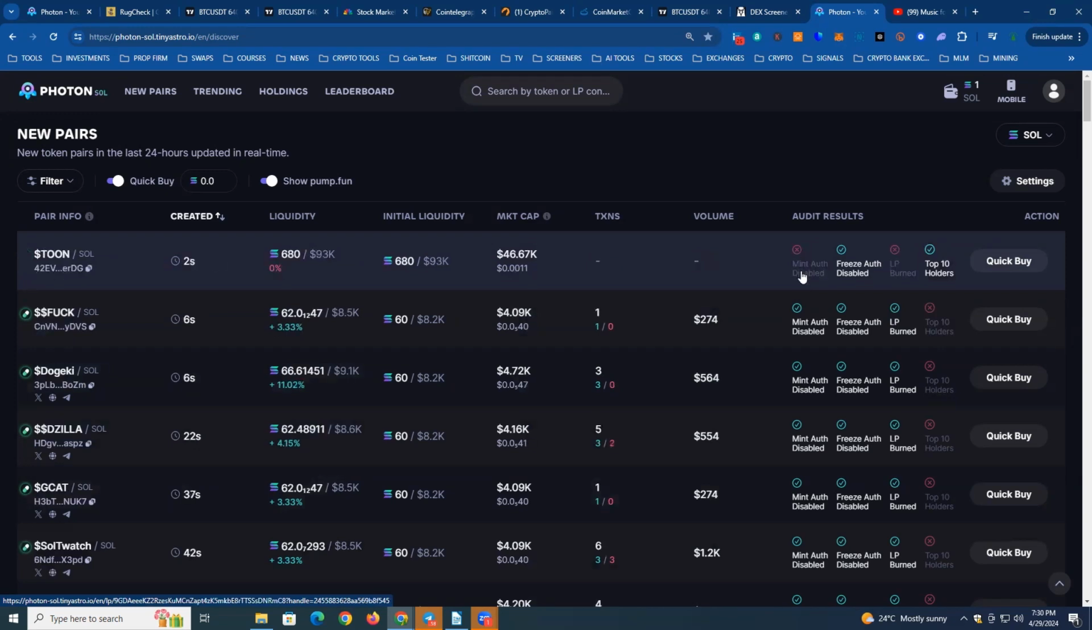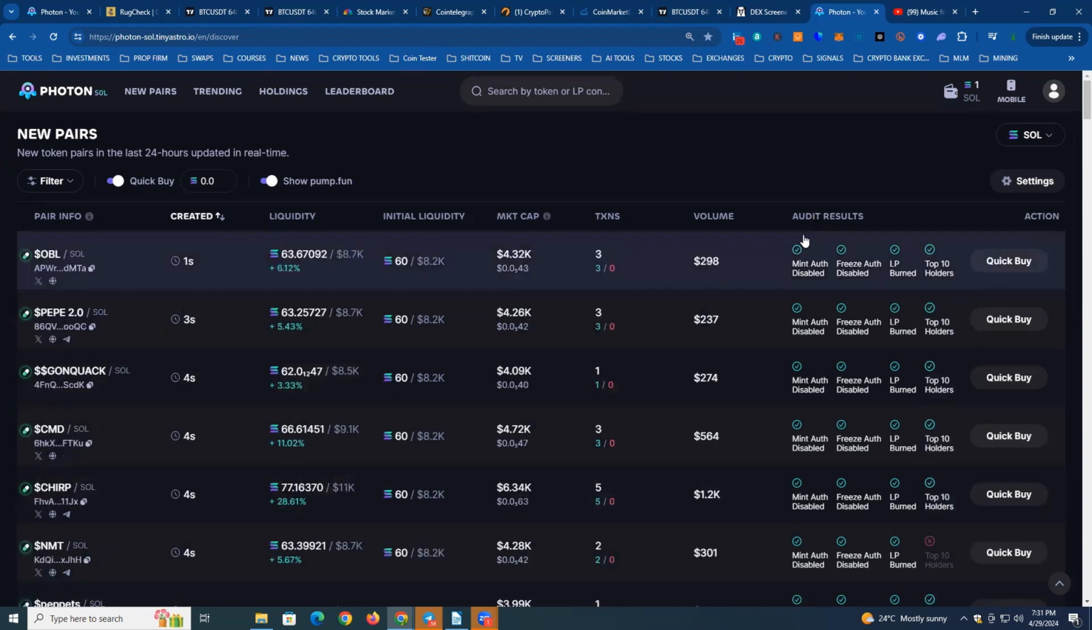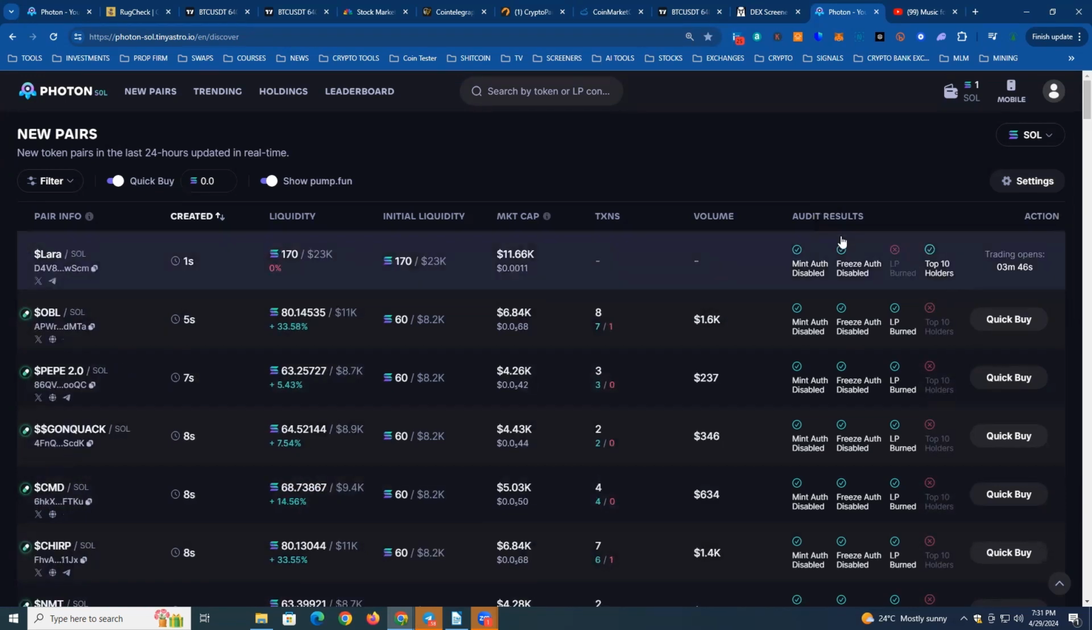You really want all four of these to be green in your initial research before you invest in a coin. This is just the preliminary phase. So in essence, the first area is Mint Authority disabled. The second is Freeze Authority disabled. The third is liquidity pool burnt.